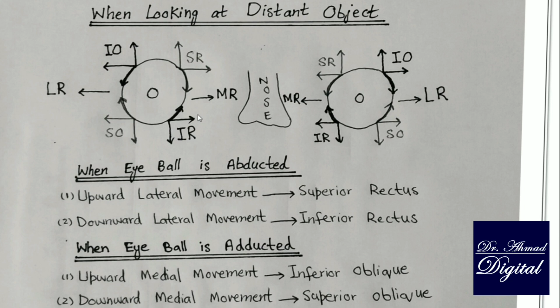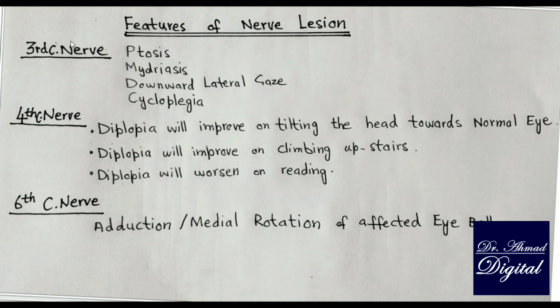Memorize this diagram and understand the functions of these four muscles when looking at a distant object. And to understand the functions of these four muscles when the eyeball is abducted or adducted, just switch SR with IO and IR with SO. So let's move to the very last topic of today's discussion, which is the features of nerve lesion. Features of third cranial nerve lesion: we have a mnemonic PMDC, easy to remember.